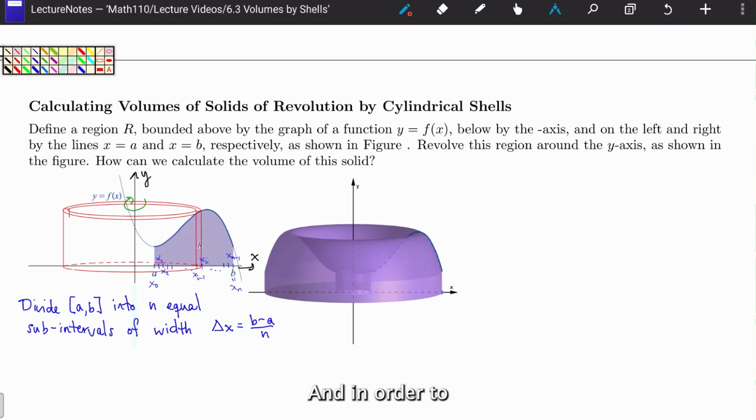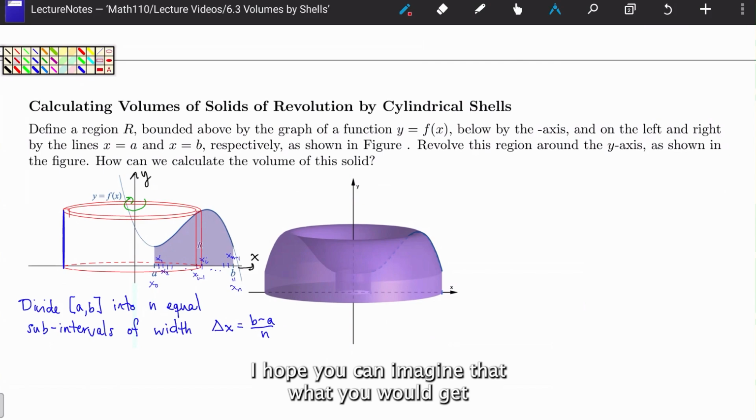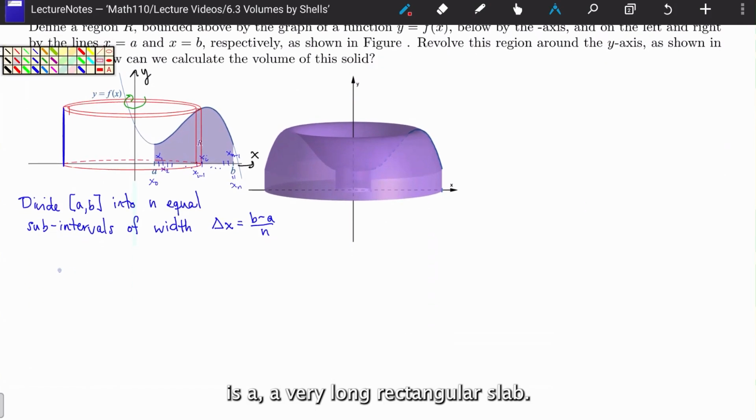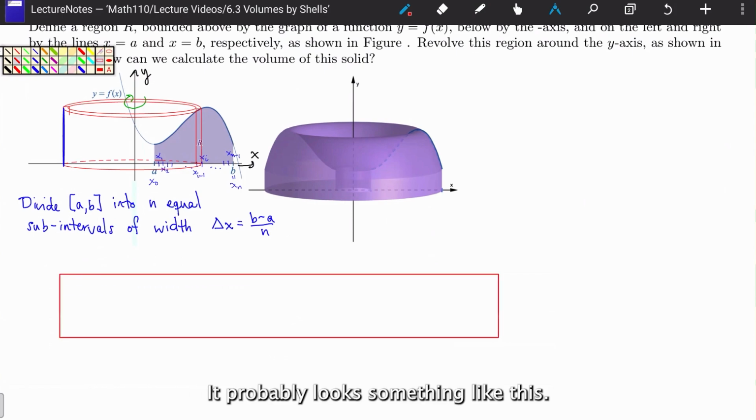In order to get the approximate volume of that cylindrical shell, I imagine slicing open this cylinder right here. If I slice it open and unroll it, I hope you can imagine that what you would get is a very long rectangular slab. It would probably look something like this, and it would have a thickness.